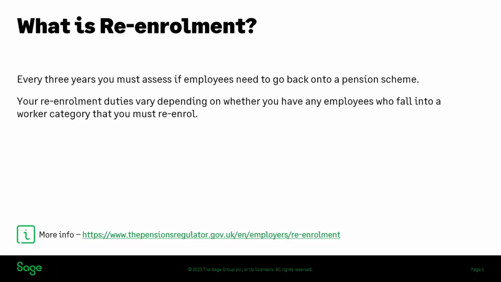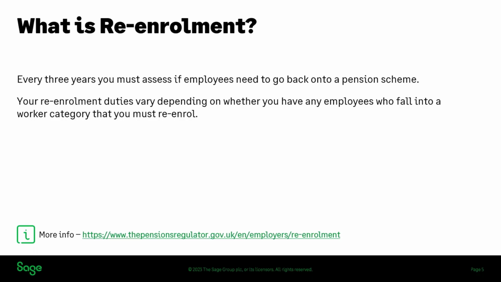So what is re-enrollment? Well, re-enrollment is every 3 years, you must assess if your employees need to go back into a pension scheme. So if you have any employees who've opted out, for example, every 3 years, they will need to be reassessed and then added back onto the pension scheme. If your employees are already enrolled and you then be reassessing them, they will already be in the scheme, so you'll not need to do anything, but you must reassess everybody as it is.